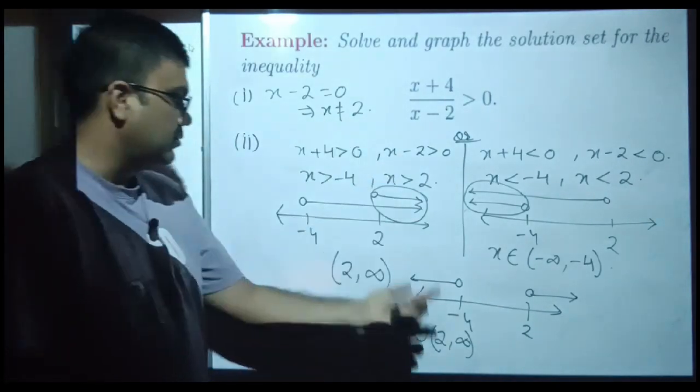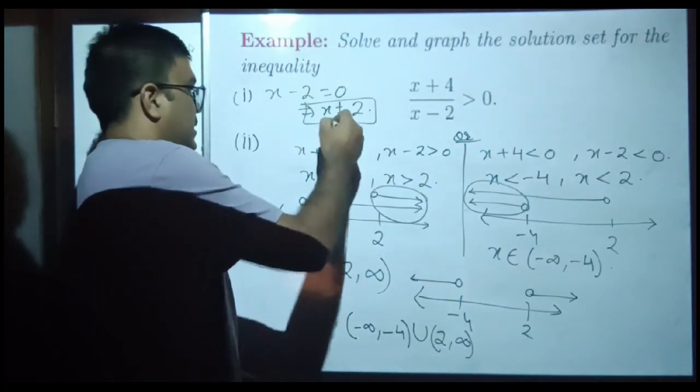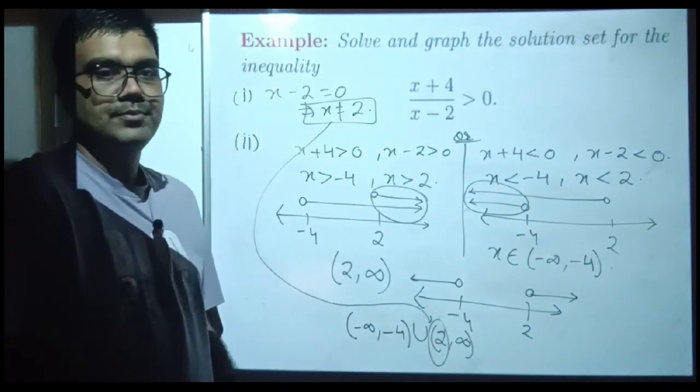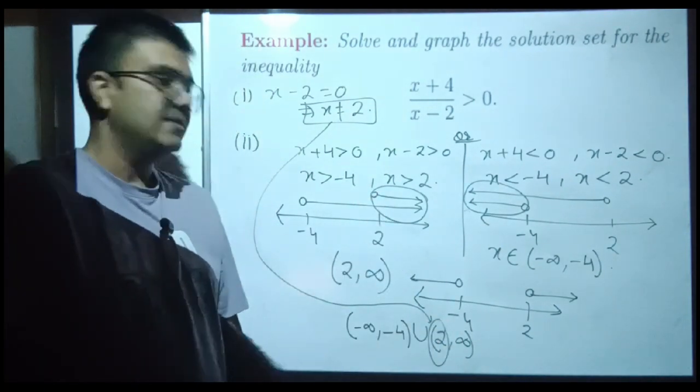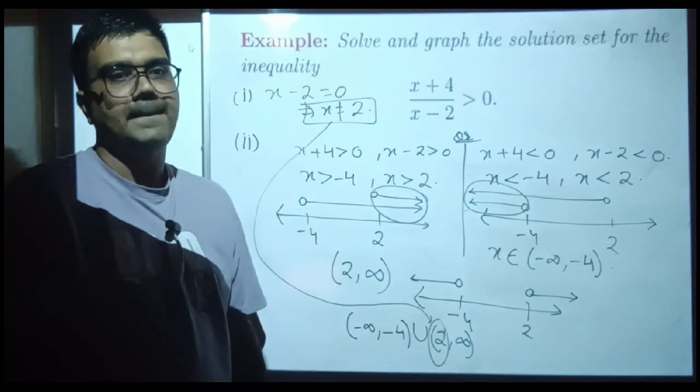X is not equal to 2. In this case, it is already adjusted over here. X is not equal to 2. All conditions are satisfied. This is the solution set in this case.